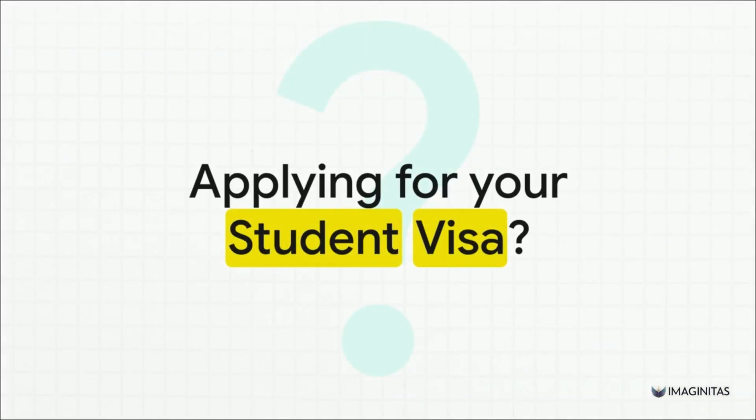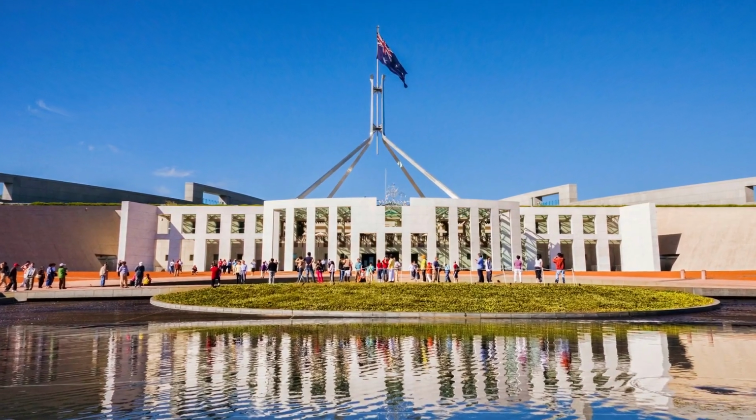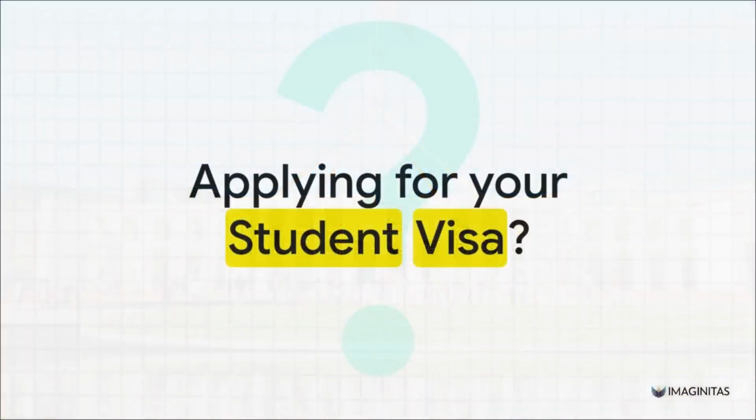So you're at that point, right? It's exciting, maybe a little bit nerve-wracking. You've got your course picked out, you have your confirmation of enrollment in hand, and now it's time to make it official with the Australian government. This is where the dream really starts to take shape.